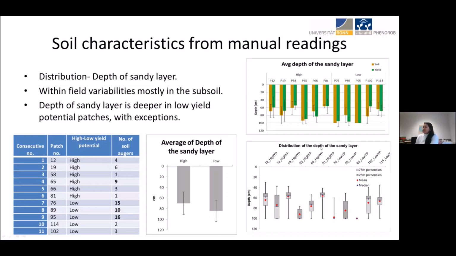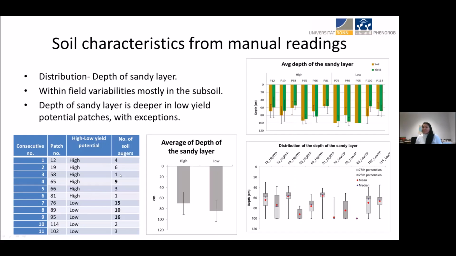Also, if you look at the full distribution of the depth of the sandy layer, you can see that it tends to be quite variable, regardless of being a high or a low yield potential patch. But then on average, when you look at these values, typically you see that in the high yield potential patches, the appearance of this loamy layer tends to occur at a shallower depth than in the low yield potential. But you see also that there's still variability within these measurements.